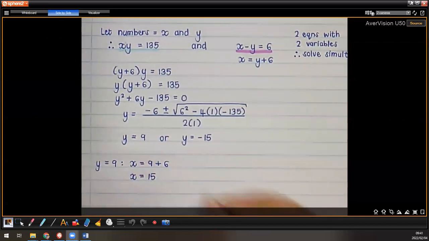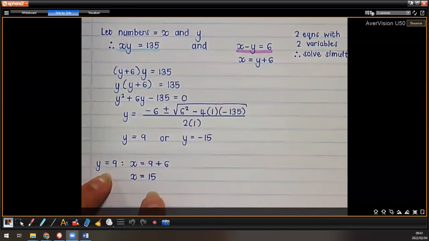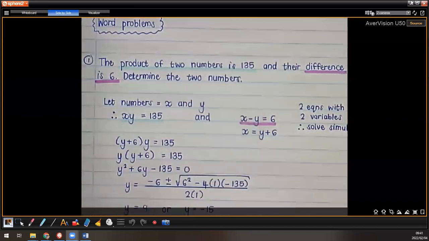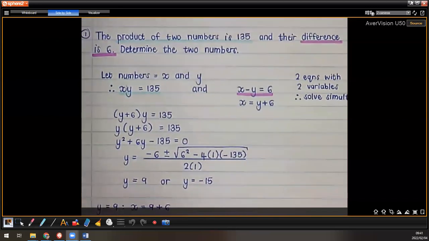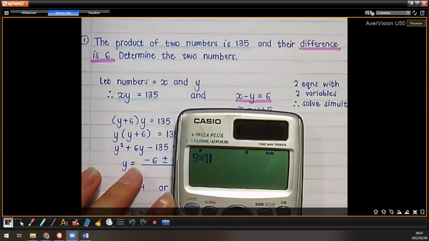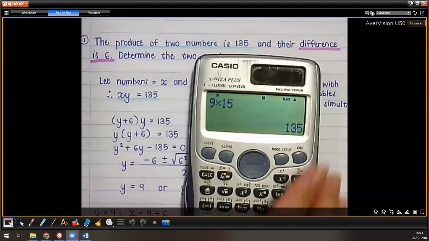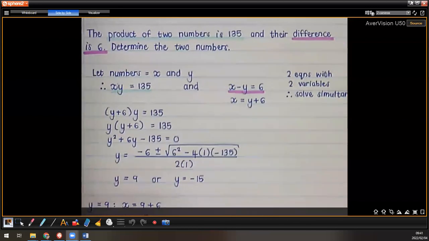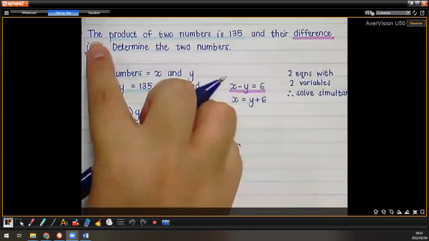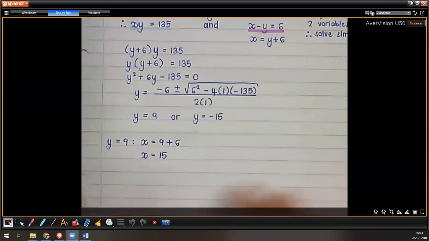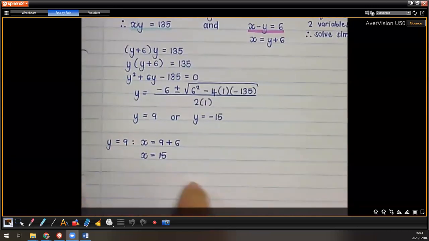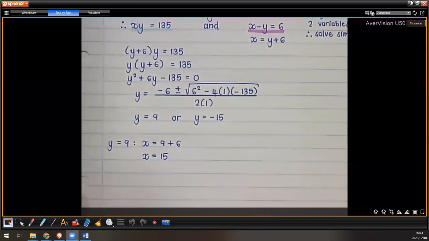Now, guys, does that work? Check quickly. What is 9 times 15? 135, right? They say the product of the two numbers must be 135. So if you take 9 times 15, it does give you 135. And then what's the other bit of information that they say? The difference between the numbers is 6. Now, like that is true, right? The difference between 9 and 15 is 6. Right? 15 minus 9 is 6. So that does work.